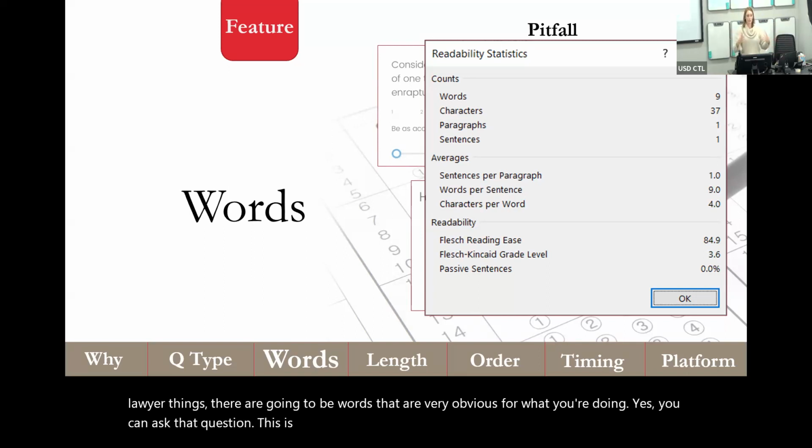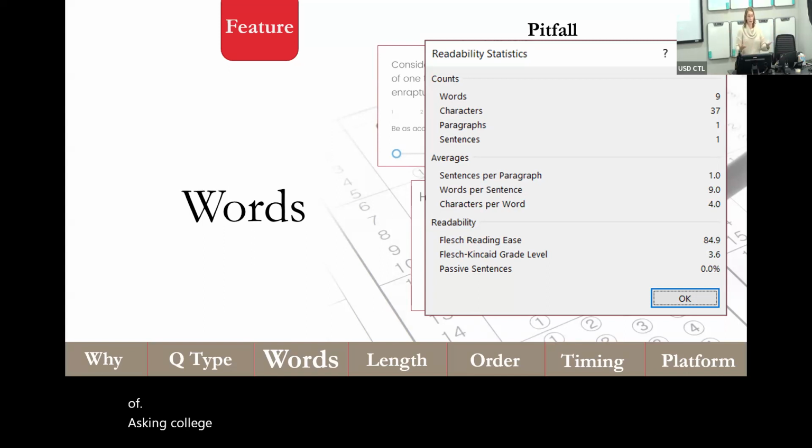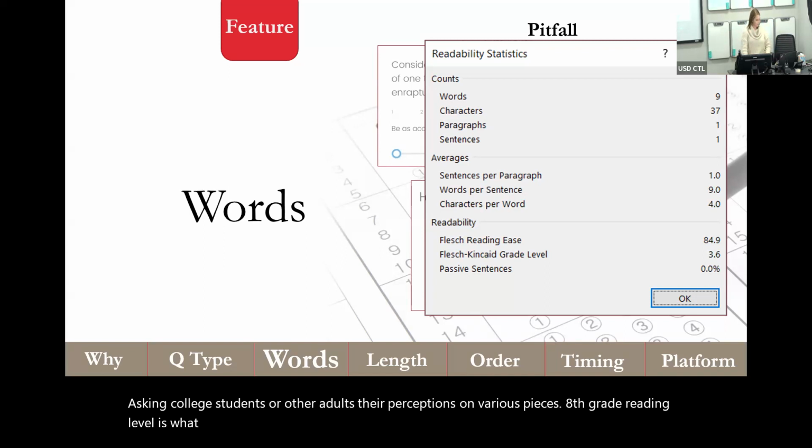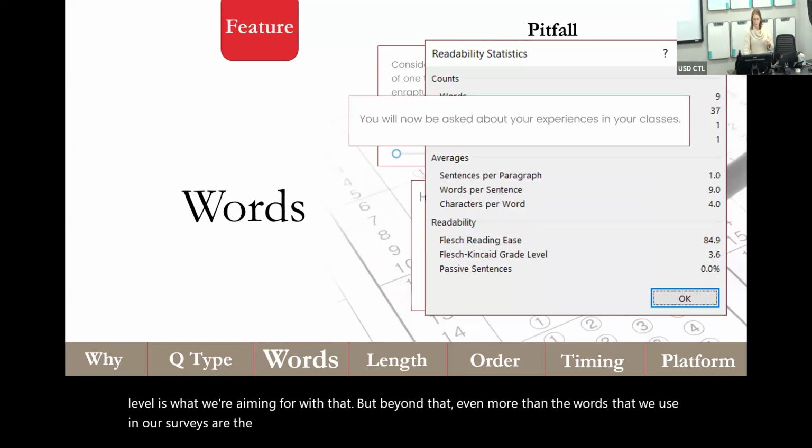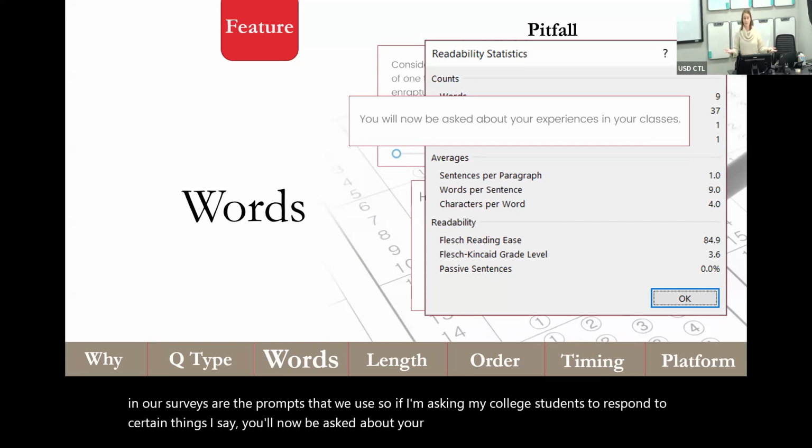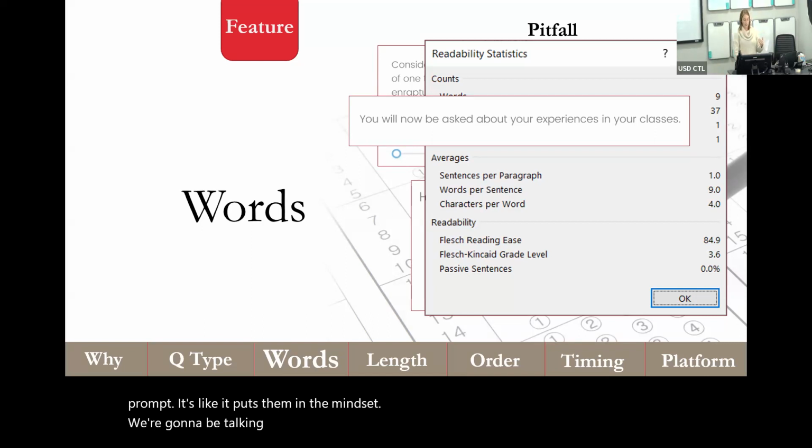This is for a general survey. You're asking maybe college students. Most of you are asking college students or other adults their perceptions on various pieces. 8th grade reading level is what we're aiming for with that. But beyond that, even more than the words that we use in our surveys are the prompts that we use. So if I'm asking my college students to respond to certain things, I say, you'll now be asked about your experiences in your classes. It's a good prompt. It puts them in the mindset. We're going to be talking about our classes now.